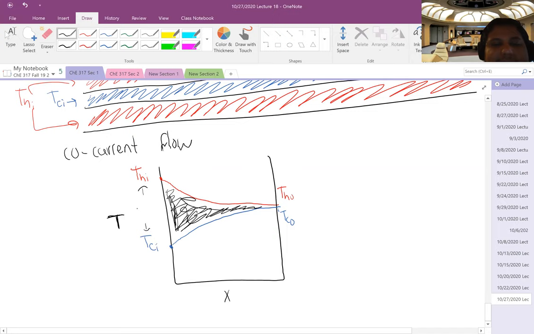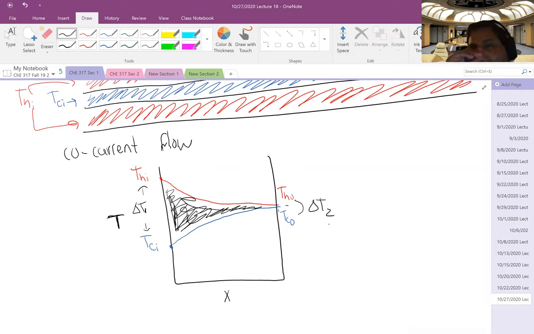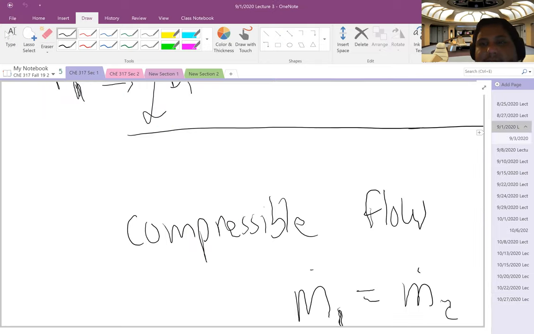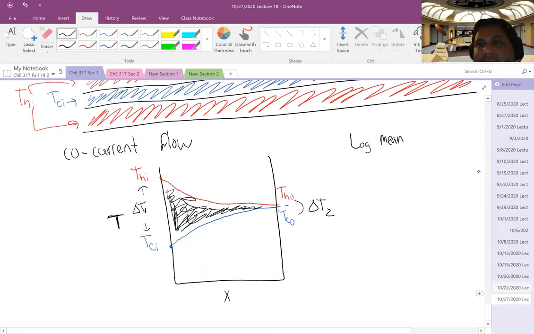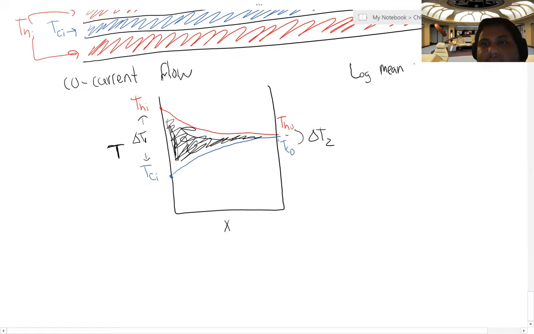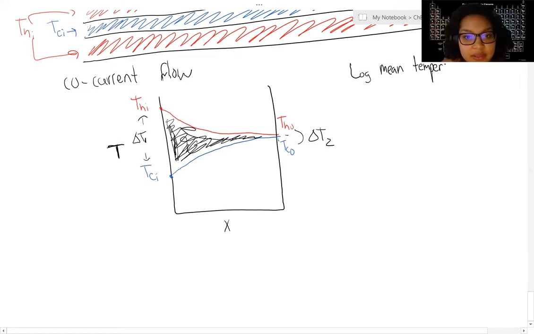And so what that means is I have some temperature gradient here, delta T1, and then another temperature gradient here, delta T2, which means if I wanted to express my temperature gradient throughout the exchanger, I would have to rely on, once again, a log mean temperature gradient. Ugh. No. Can you say that one more time, Dr. Lopez? Just that last sentence that you said.